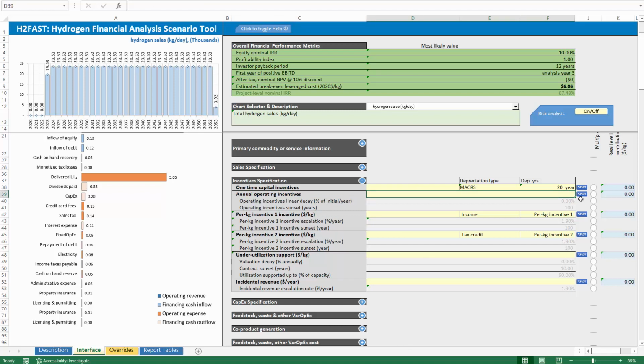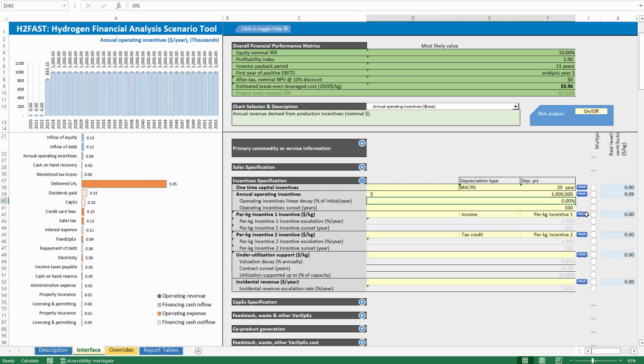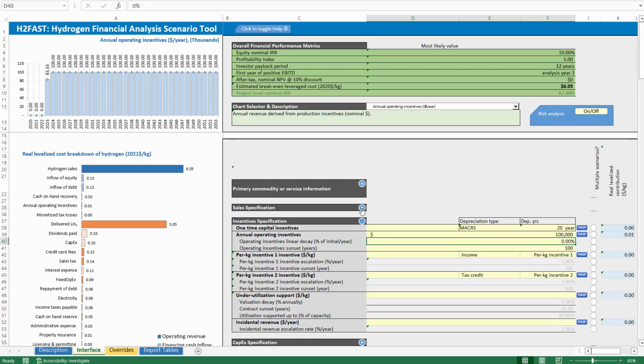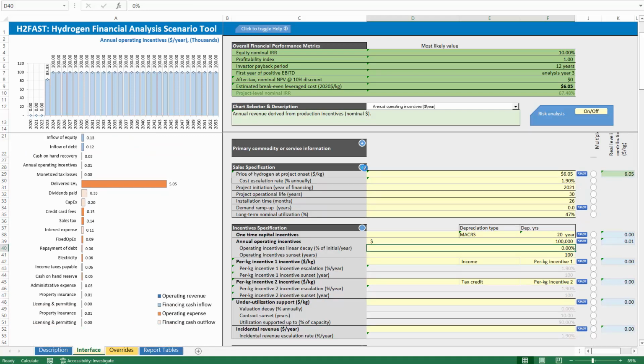This would basically be a fixed incentive, let's say $100,000 per year, or let's go to zero there just for the example's sake. You can click the plot button next to it and you'll see what that represents. That operating incentive is also tied to, here we want it 36 months, it's tied to actual operation.